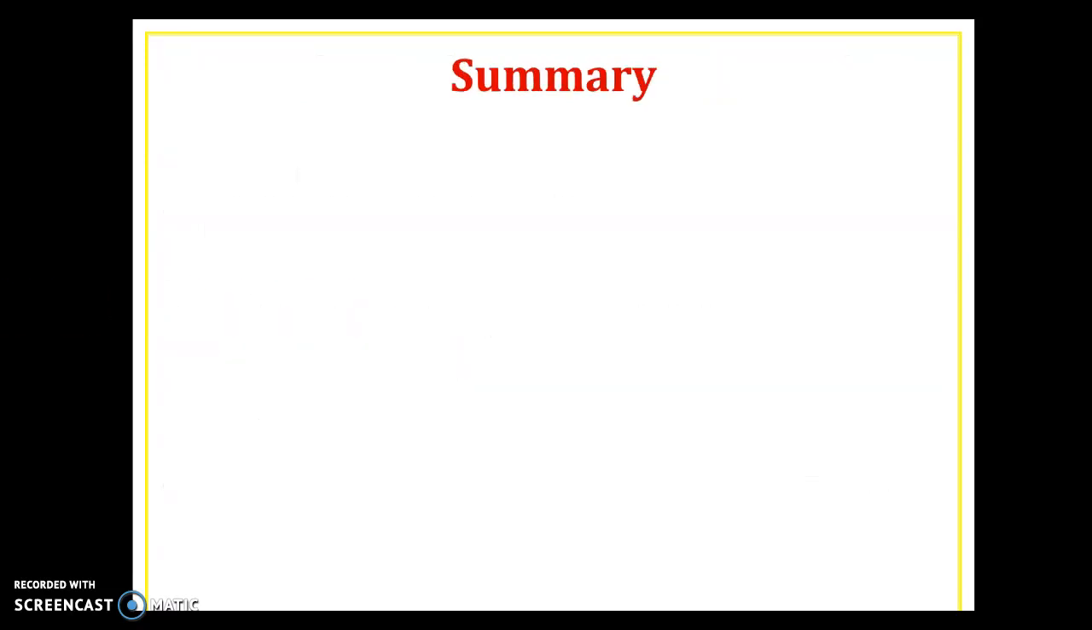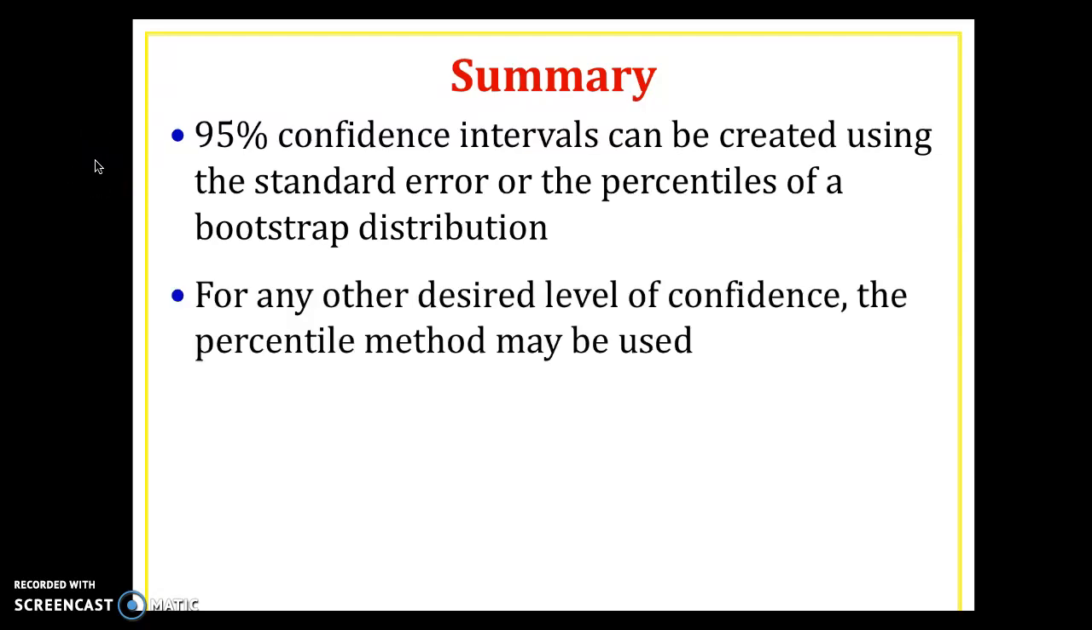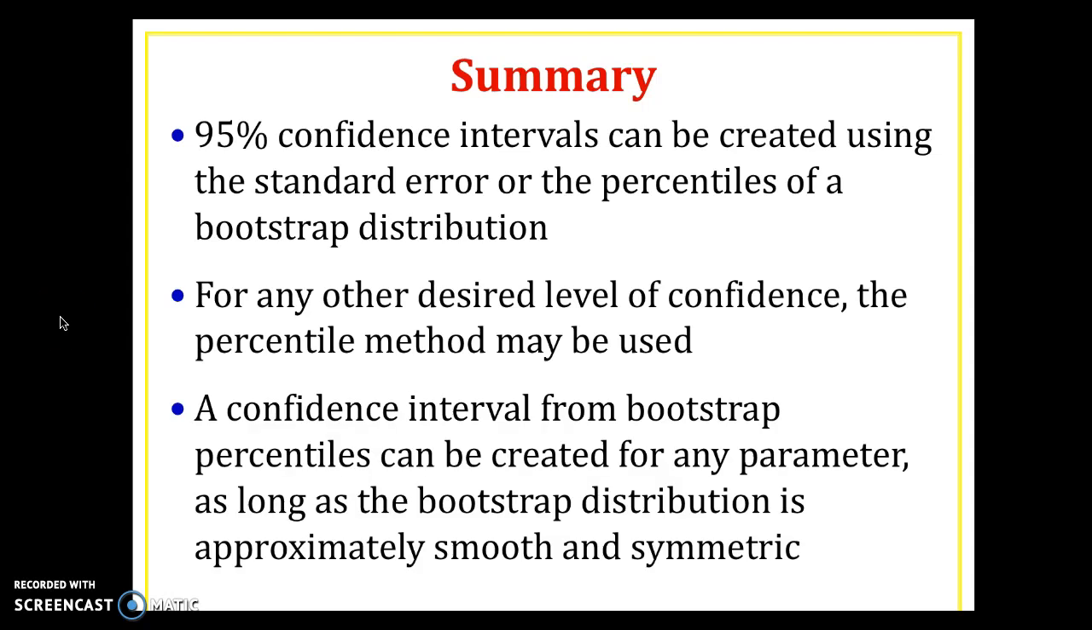All right, as a summary from chapter 3.4, we looked at 95% confidence intervals. They can be done using the standard error, which we did in section 3.3, or the percentile approach, which is new in this section. If we want to pick any other desired level of confidence, the two most standard are 90% and 95%, then we have to use this percentile method. And a confidence interval from bootstrap percentiles can be created for any parameter. But here's the warning, don't forget that the bootstrap distribution has to be approximately smooth and symmetrical.